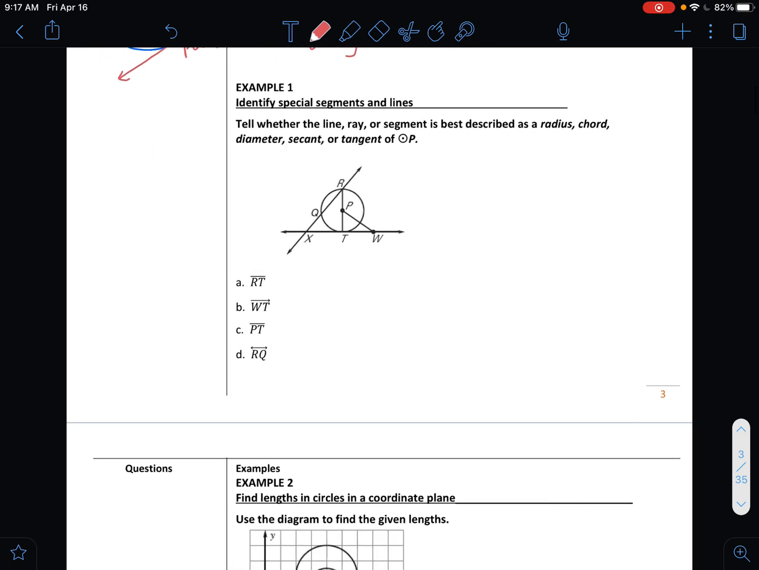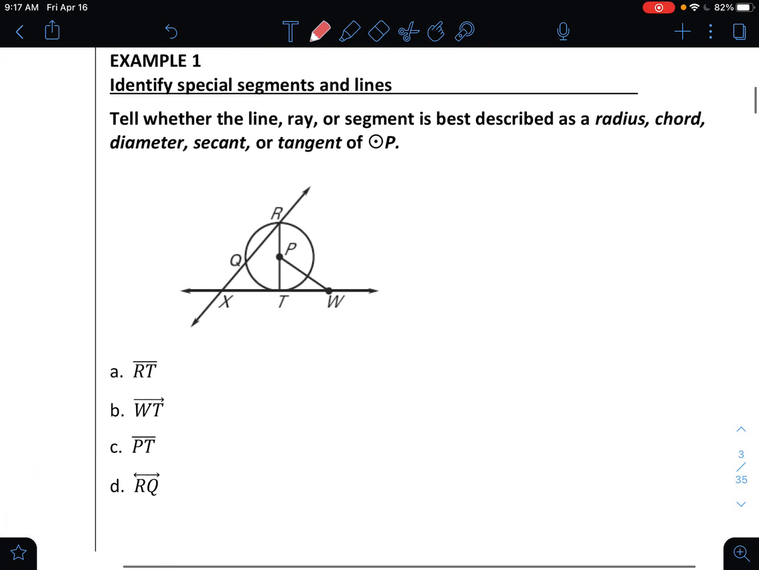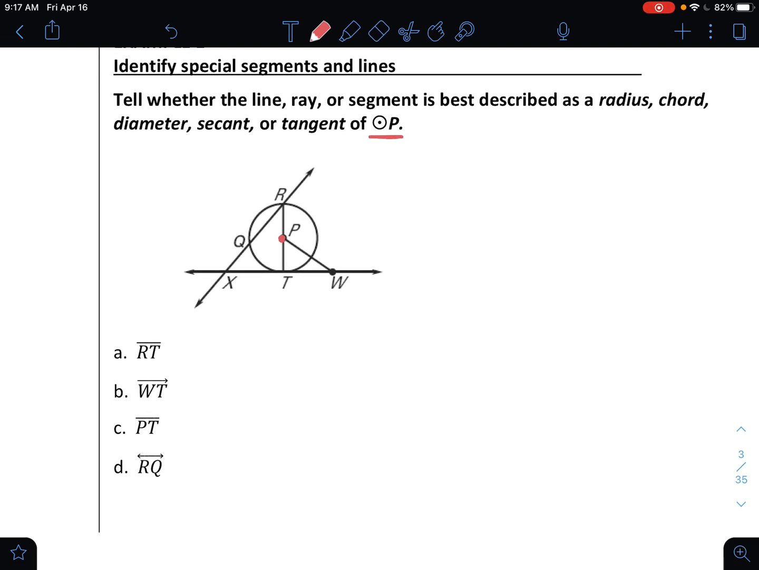Okay, let's identify on number 1. We are identifying the segments. Tell whether the line, ray, or segment is best described as a radius, chord, diameter, secant, or tangent of circle P. Notice how the name of the circle is the center point, and so when you write down a circle, you can put that circle symbol with a point in the middle. That's the center. Okay, pause the video and please run through A, B, C, and D. Work on the vocabulary and let's see what you get.